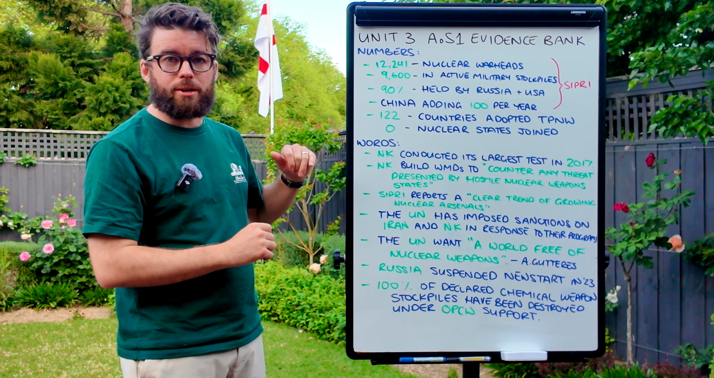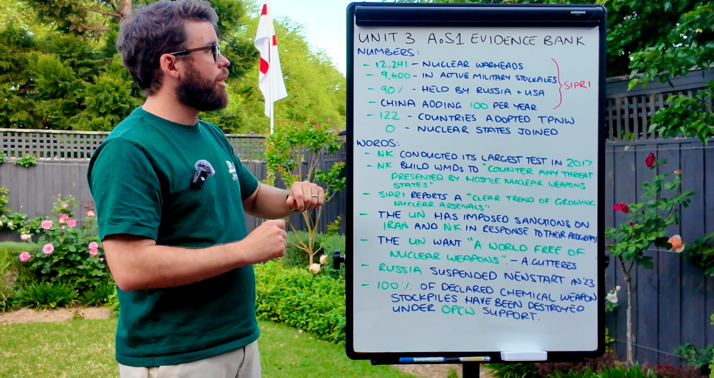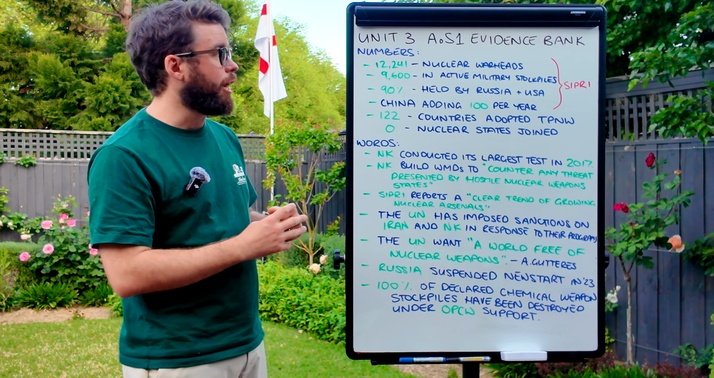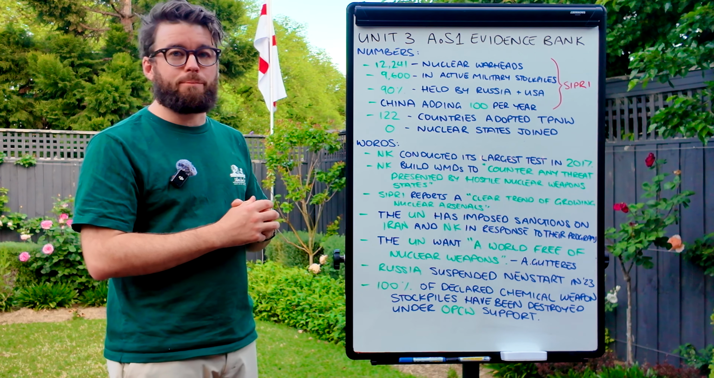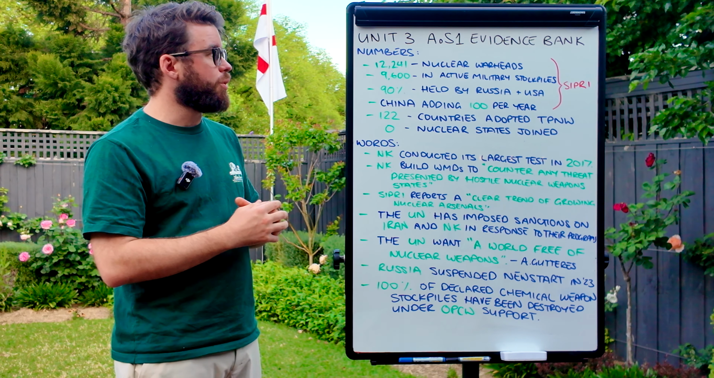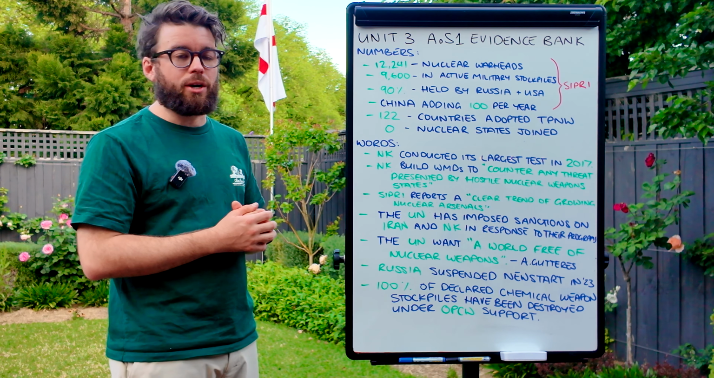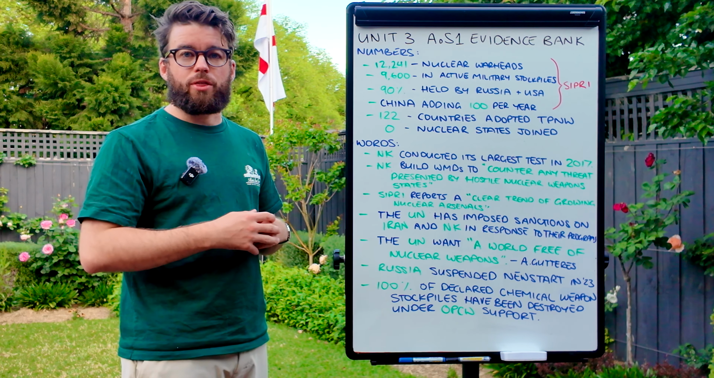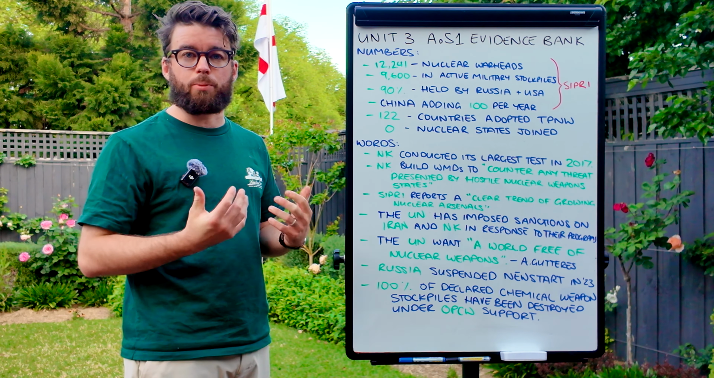We've got some numbers up the top. That's our quantitative data. We've got 12,241 nuclear warheads. More than 12,000 is fine. 9,600 are in active military stockpiles. 90% of the world's nuclear warheads are held by Russia and the USA, and China are adding about 100 a year. That is all according to SIPRI. So that is something that you can throw into any of your responses.